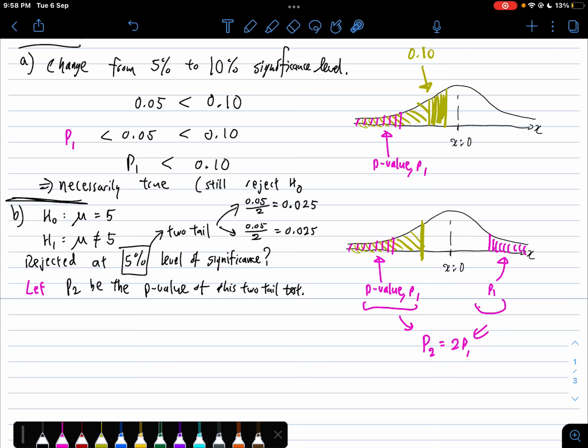Then, what was I trying to draw? I was trying to draw a 2.5% on each side. So let's just assume it's a scenario where we do reject H naught. So we have to have this guy.